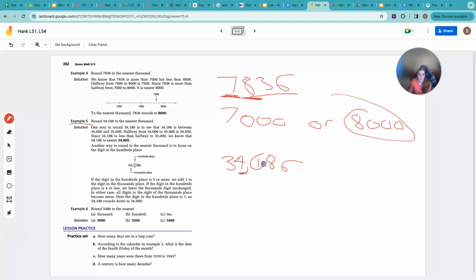So it is a 1. So Hank, think about this. Is this number 5 or greater? No, right? So we're not going to round up to 35,000. We're going to round down because the number is 4 or below. So since it's 1, that's 4 or below, then we'll round down to 34,000. Because that's what it's closer to if you think about it, too. 34,186, if we're rounding to the nearest thousand, it's closer to being 34,000 than it is to being 35,000.